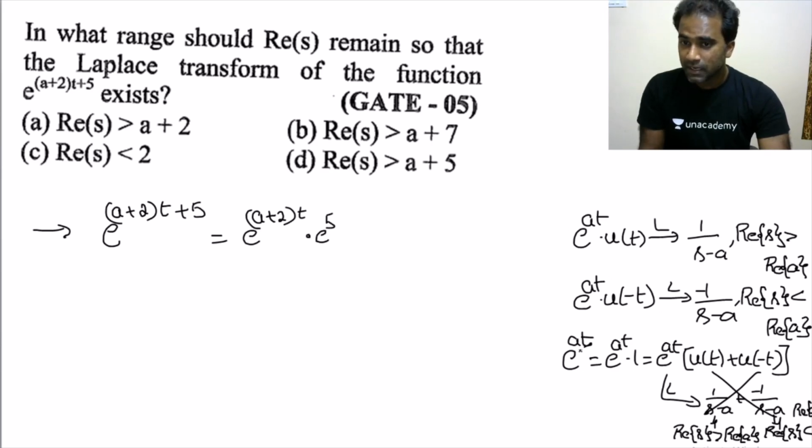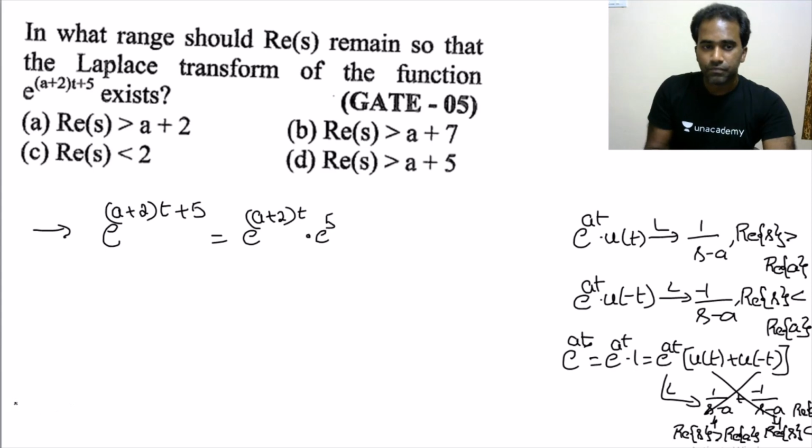But e power at, you can look at it as e power at into u of t plus e power at into u of minus t. The first signal has an ROC like this, and the second signal has an ROC like this. These two ROCs do not have even one value of intersection. So there is no common value of sigma, or real part of s, for which the Laplace transform of both signals exists. That's why, for e power at without u of t or u of minus t, the Laplace transform does not exist.